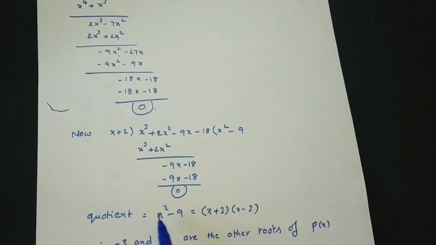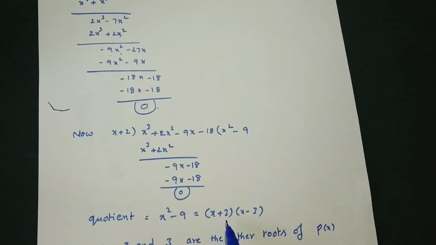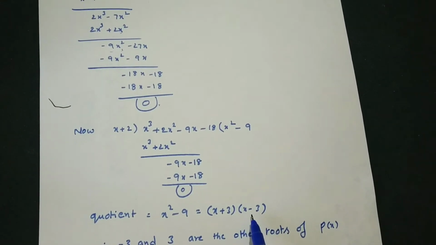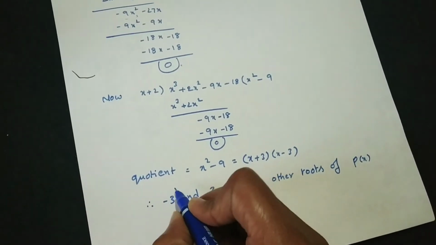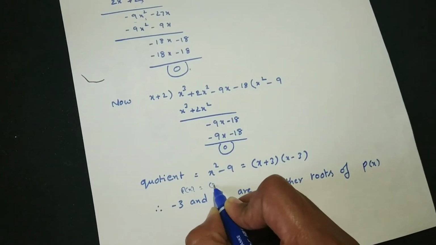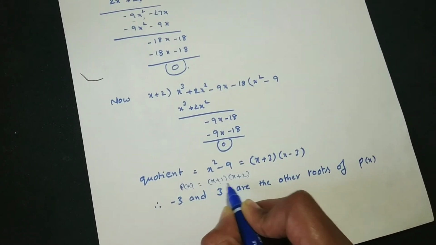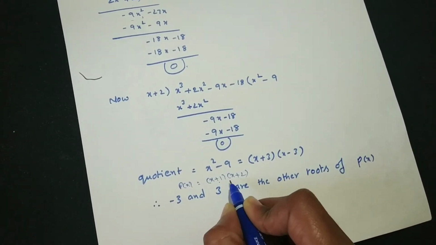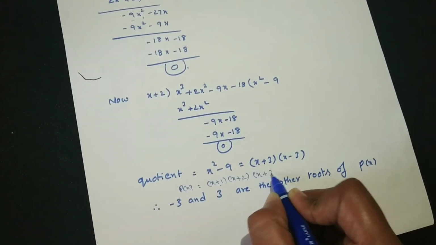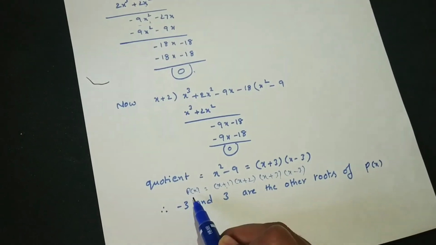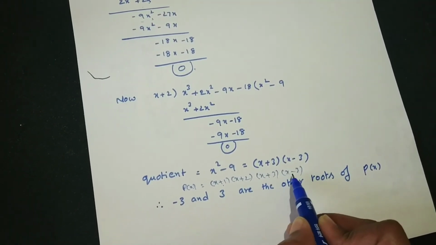X square minus 9 can be written in the a square minus b square notation, so a plus b into a minus b: x plus 3 into x minus 3. So p of x is equal to x plus 1 into x plus 2. Already in the question they gave minus 1 and minus 2 as roots, so x plus 1 and x plus 2 are factors, and the leftover is x plus 3 into x minus 3. So p of x is equal to x plus 1 into x plus 2 into x plus 3 into x minus 3.